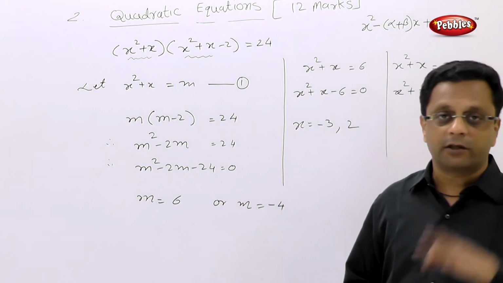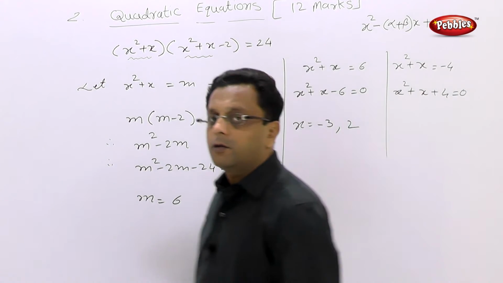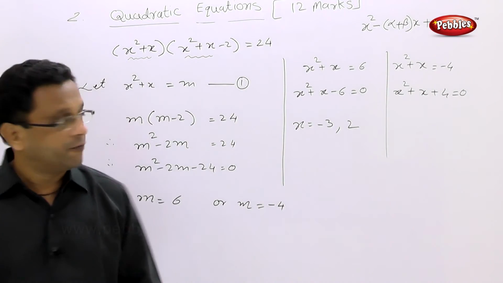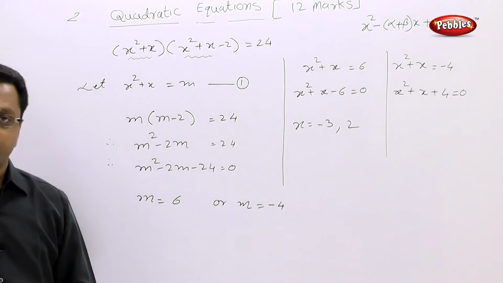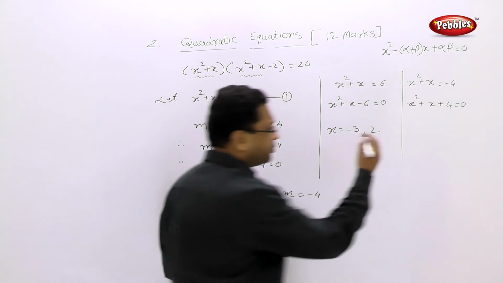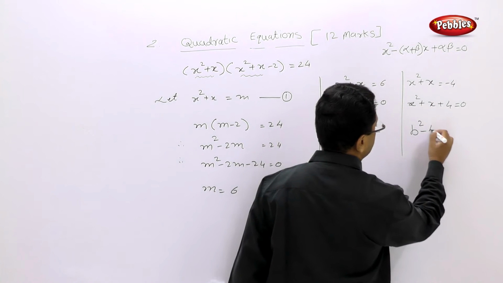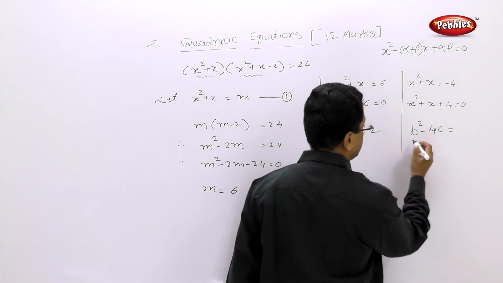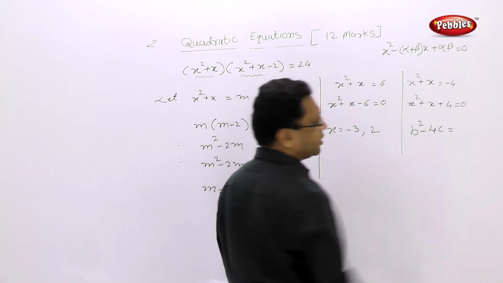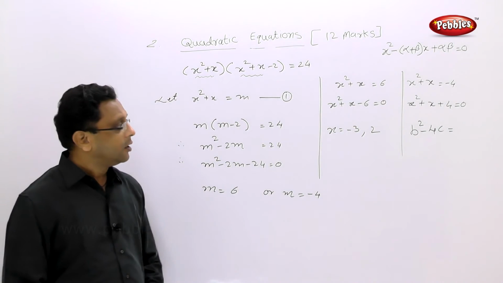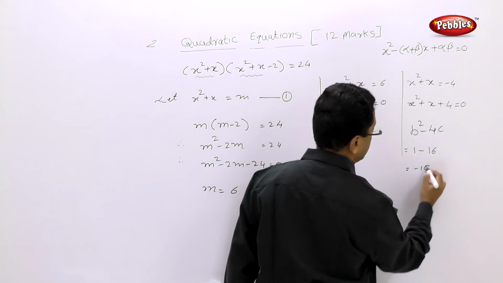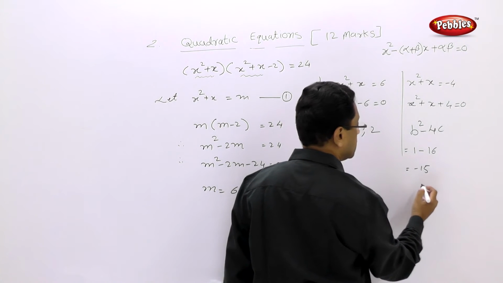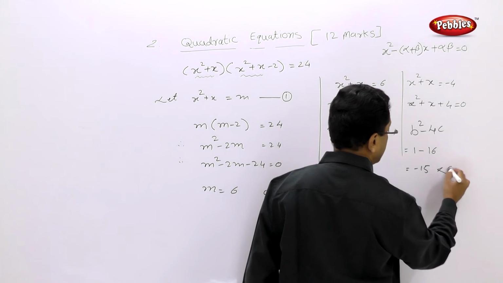We have learned 3 methods, so you can use any of the 3 methods. If one method is not possible, then use the second or third method. But here, what is b square minus 4ac? Before using that method, you first check this. Check the discriminant first. This b square minus 4ac is minus 15, which is less than 0.